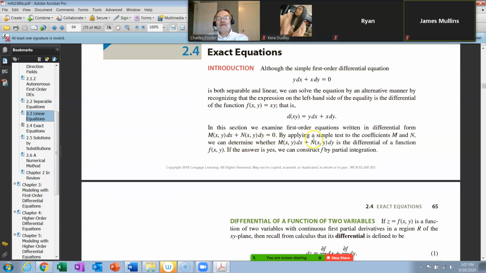Now, there is a test, and it's a pretty simple test. By applying a test to M and N, these coefficient functions here, you can determine whether this is indeed a differential of a function f of x,y. If the answer is yes, we can construct f by partial integration. Okay?